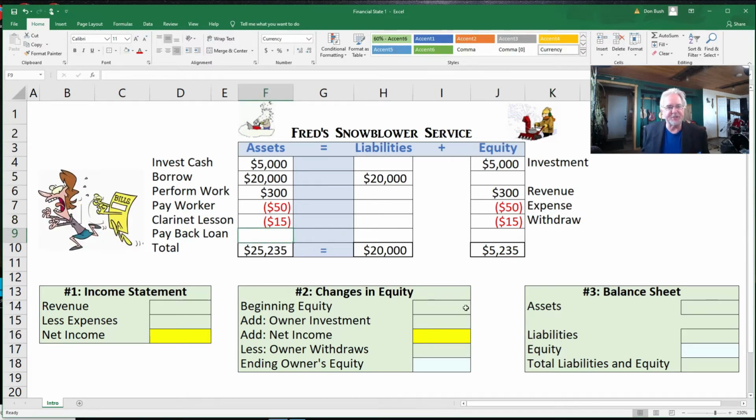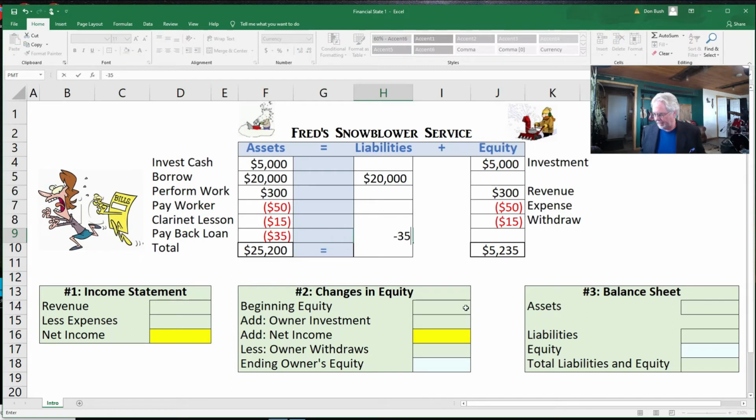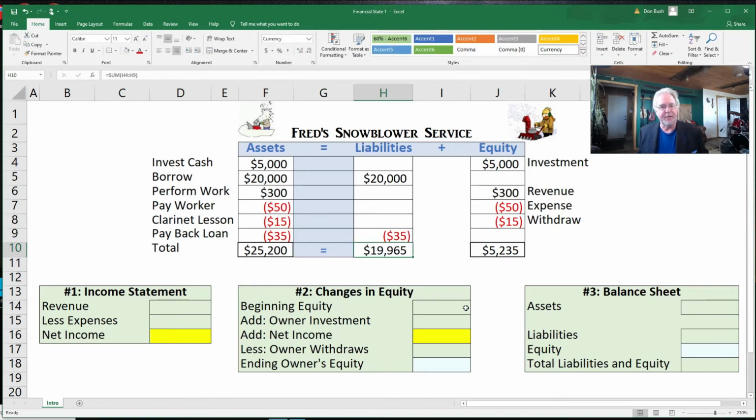On to the last transaction. Let's say that Fred's got to pay back a little bit of money on that loan. Let's say he's got to pay back $35, just to keep it nice and even here. And let's say that this is going towards the loan principal. No interest here. We're keeping things simple. So what's going on here? Fred is paying back the loan, and by paying back that loan, he's reducing the amount of the loan. See, he borrowed $20,000 and he paid back $35,000. So now he owes $19,965.